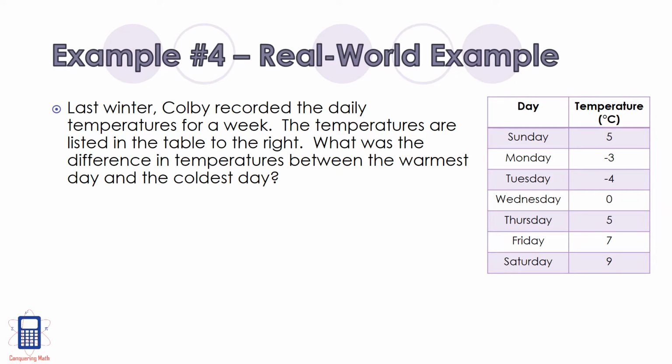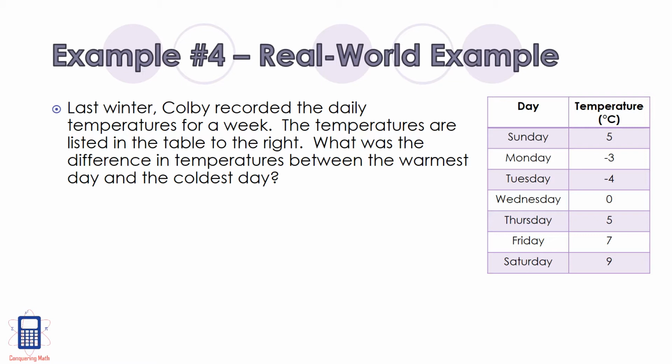Let's take a look at a real-world example that uses this skill. Last winter, Colby recorded the daily temperatures for a week. The temperatures are listed in the table to the right. What was the difference in temperatures between the warmest day and the coldest day? So the first thing that we need to do is write an expression, so we need to know the warmest and coldest days. In this case, Saturday had the warmest temperature at 9 degrees Celsius, and Tuesday had the coldest temperature at negative 4 degrees Celsius.